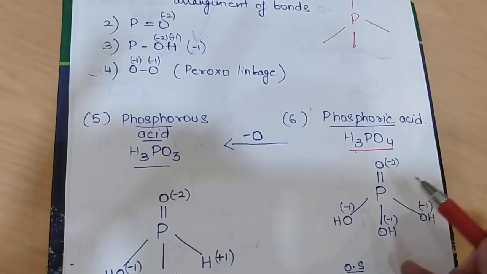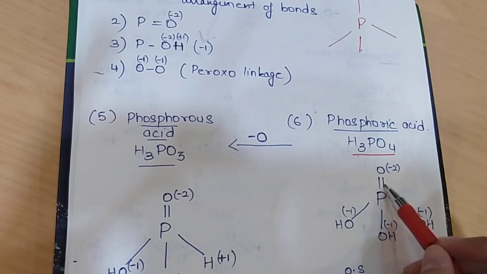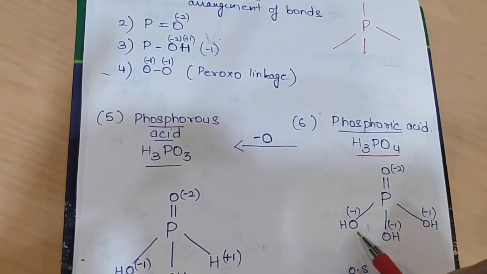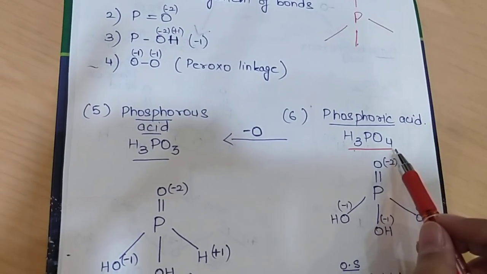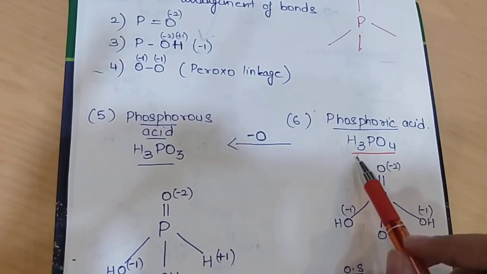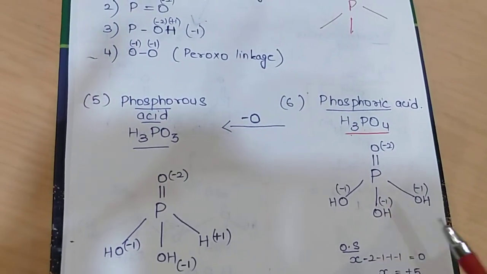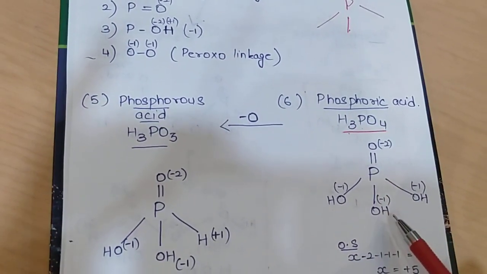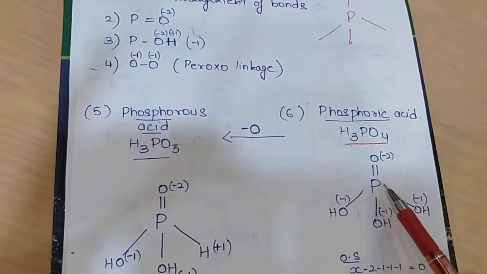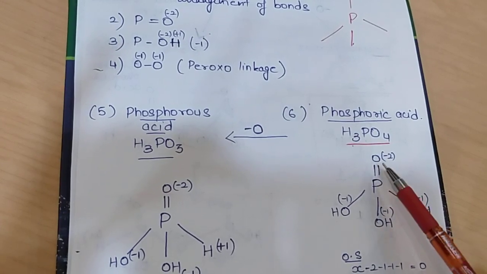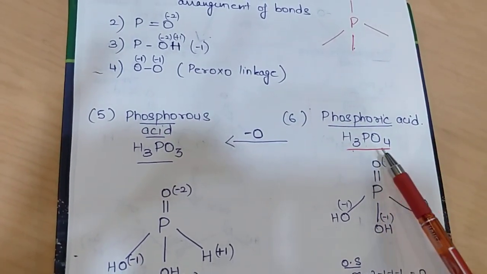So firstly we'll put phosphorus, we'll put one mandatory P double bond O, and one mandatory OH group. How many hydrogens and oxygens are remaining? There are 2 hydrogens and 2 oxygens remaining. So both will be present as OH. We have to memorize this structure: there are 3 OH groups and 1 P double bond O group in phosphoric acid, and the formula is H3PO4.